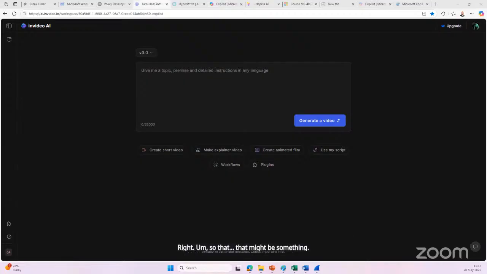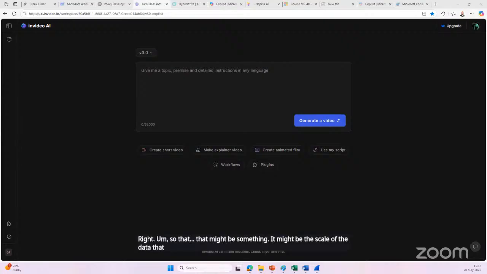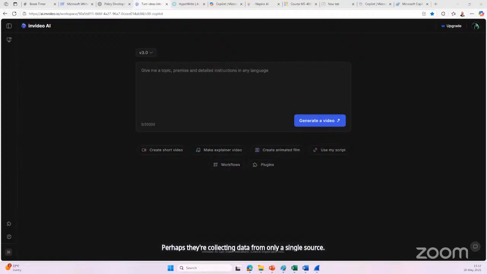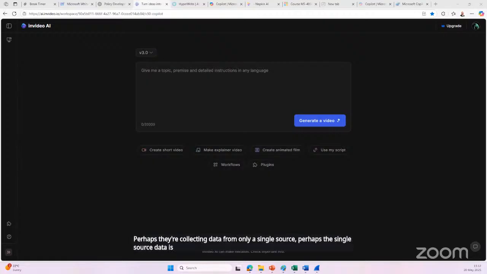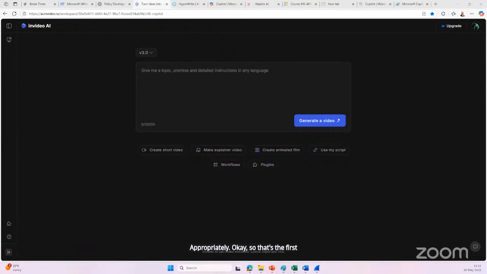It might be the scale of the data that they're collecting. Perhaps they're collecting data from only a single source. Perhaps the single source data is biased. I'm not saying it is, because I don't know Grok AI, but perhaps it is. Perhaps they collected the data from multiple sources but didn't curate the data appropriately. Okay, so that's the first problem, the data requirements itself.